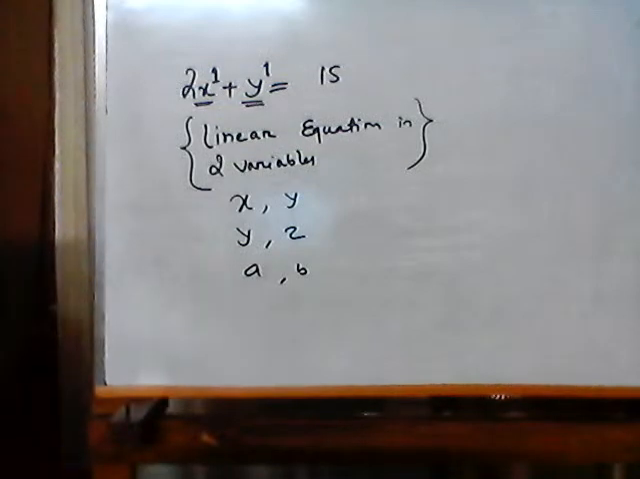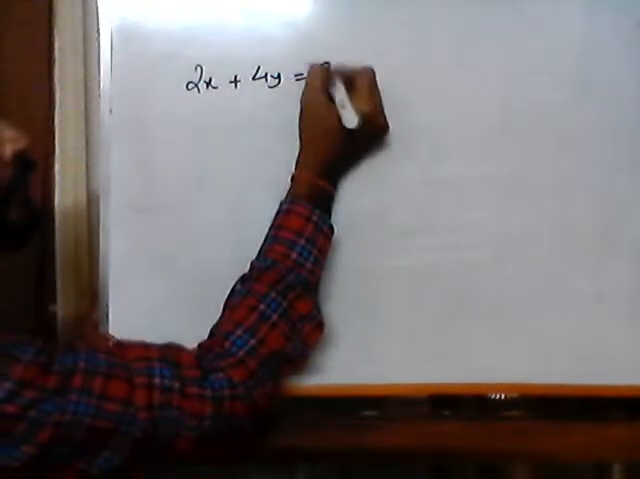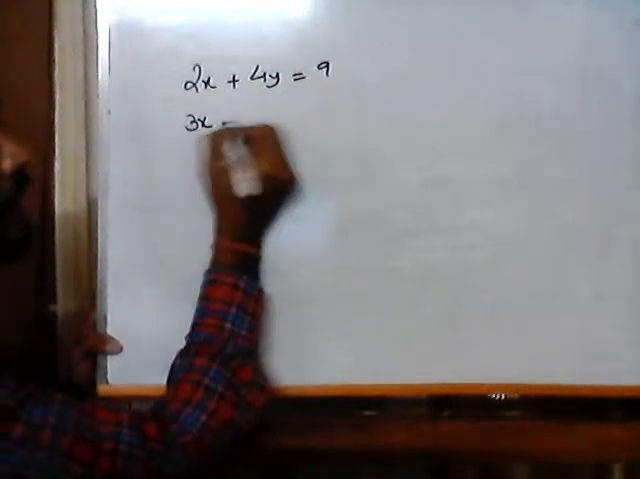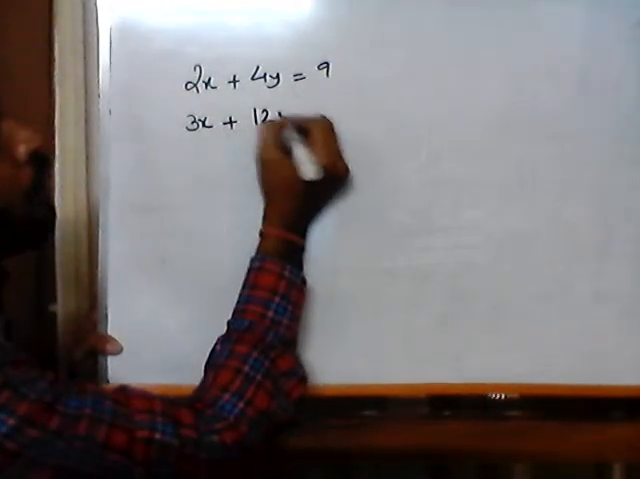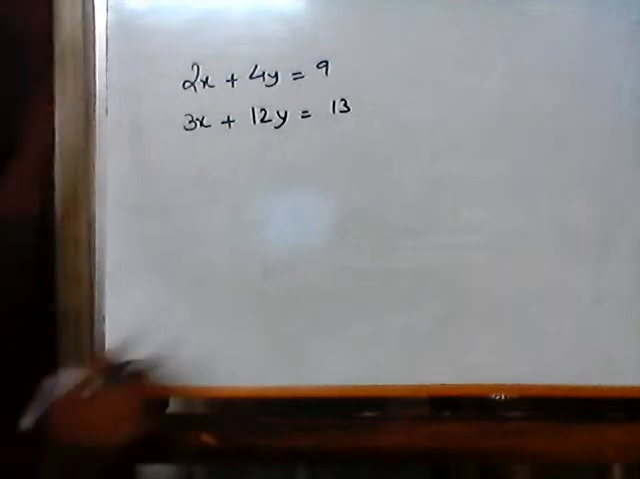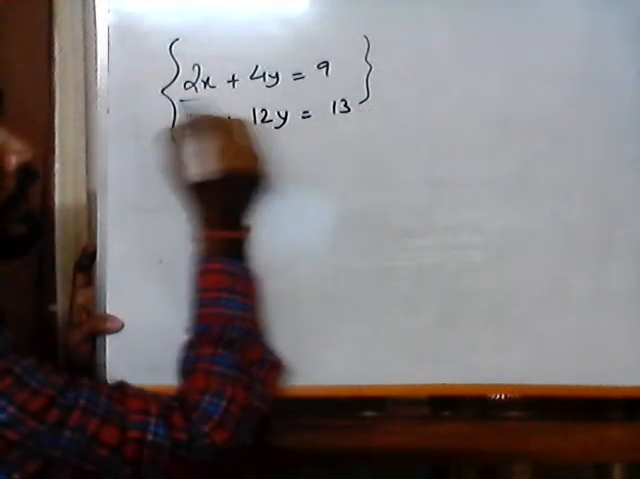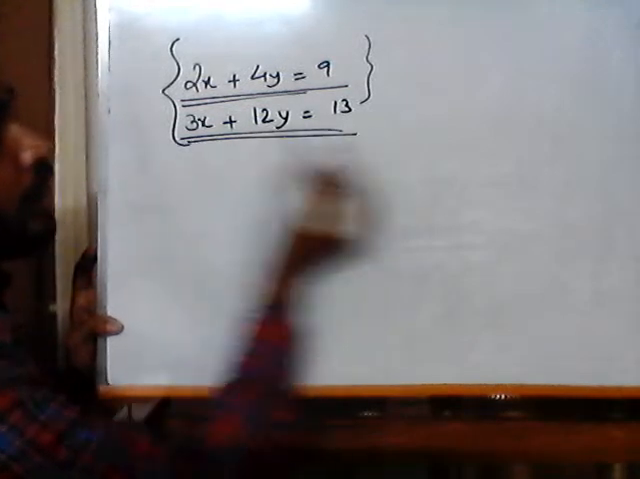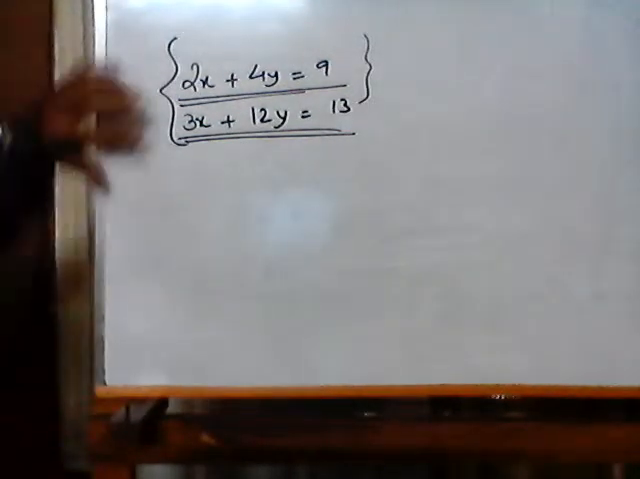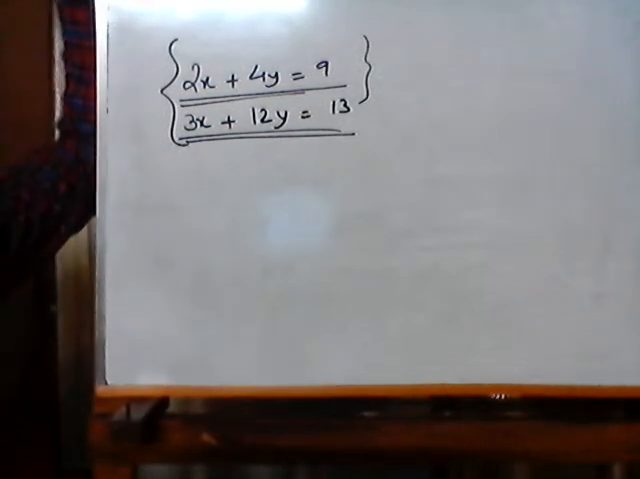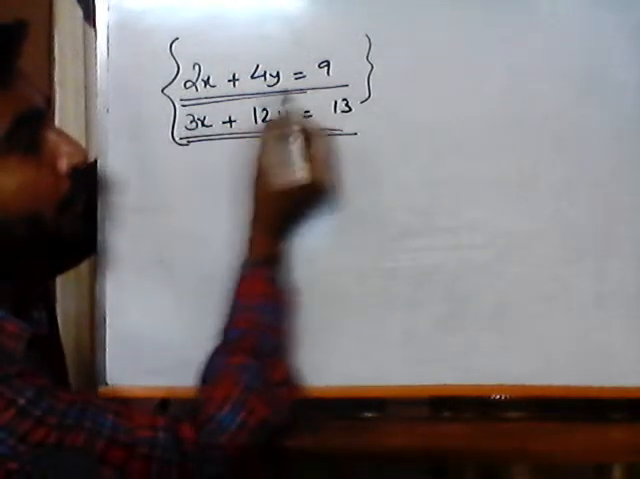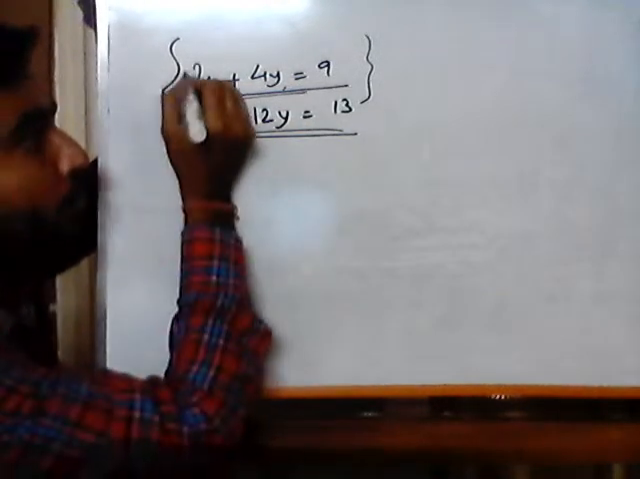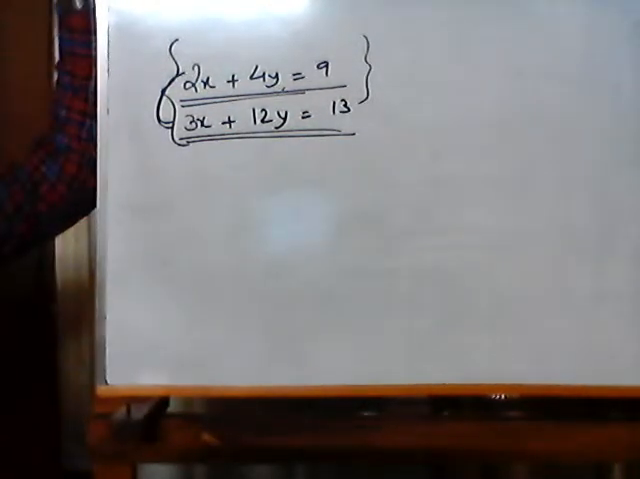So in this chapter we will be solving linear equations in two variables. Suppose two equations will be given. Suppose twice x plus 4y is equal to 9, and thrice x plus 12y is equal to 13. So here you can see two equations. One is this one and the other is this one. These two equations will be solved using each other. They are dependent upon each other. To find the value of x and to find the value of y, I have to use both the equations, and then only it can be solved.